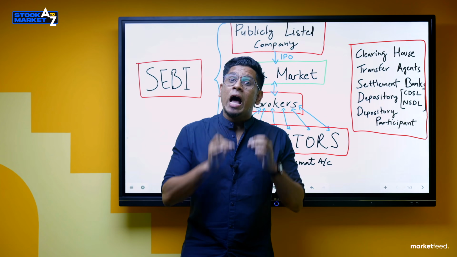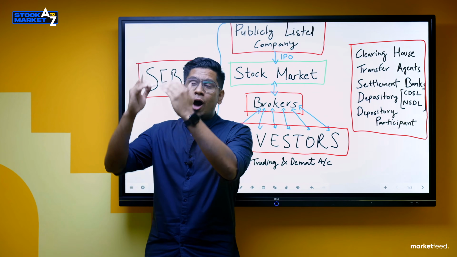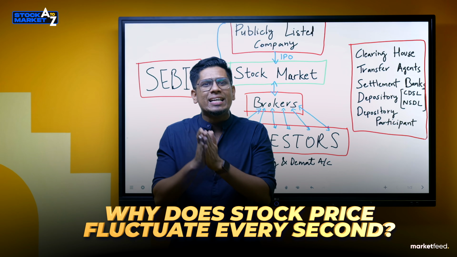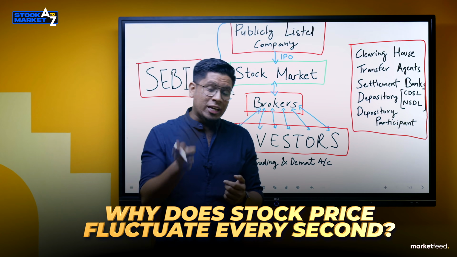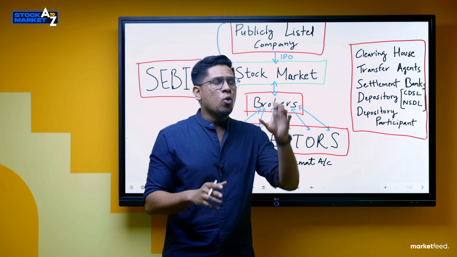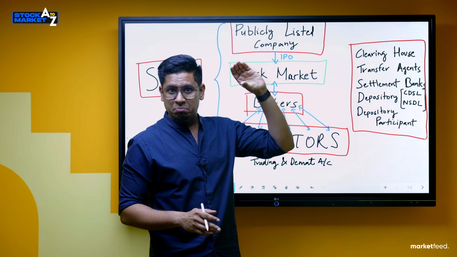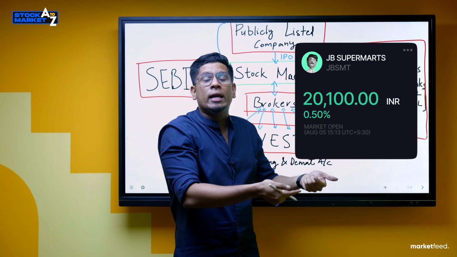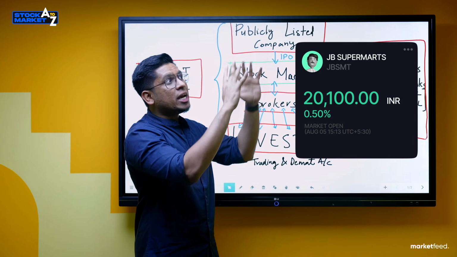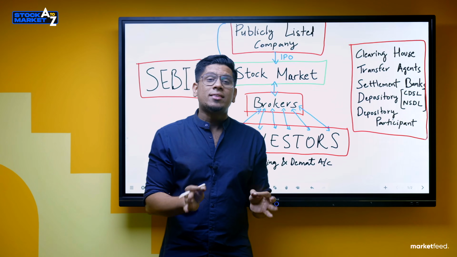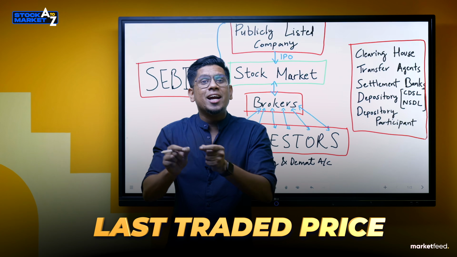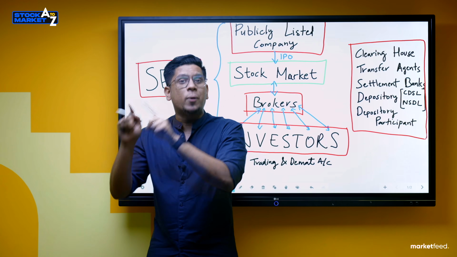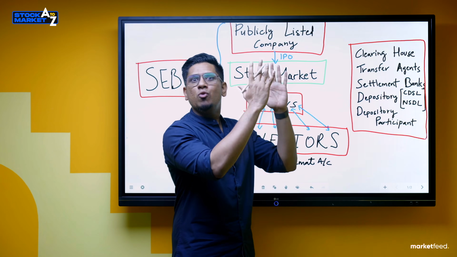Now that you have understood how stock prices are determined and how they keep changing, the next question is, why do they fluctuate every single second? Before getting into that, we have to understand why at one moment the share price is 20,000 rupees and the next moment it gets updated to 20,100. What is the actual share price that we see on the screen? It is nothing but the last traded price. It's very literal. The last traded price of a share is its value.